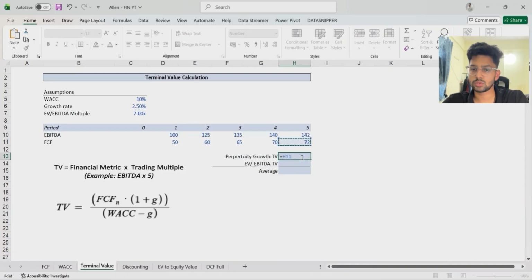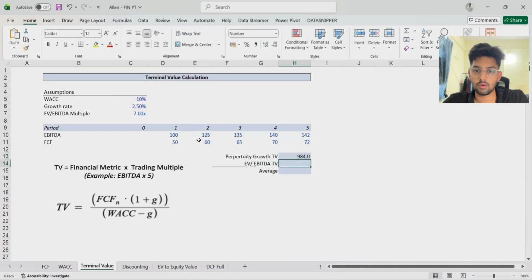Typically we take it close to long-term GDP growth or industry growth rate, because a company cannot grow faster than the economy forever. Then I divide this by the WACC minus the growth rate. This denominator is very important because it represents the required return adjusted for long-term growth. Now this gives me the terminal value using the perpetuity growth method. As you can see here, 984.